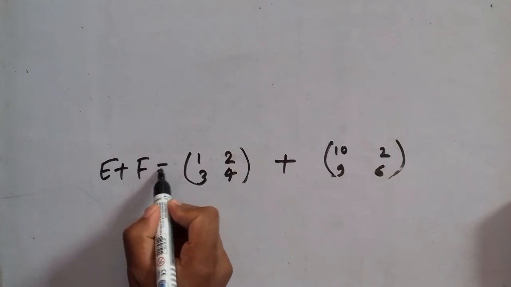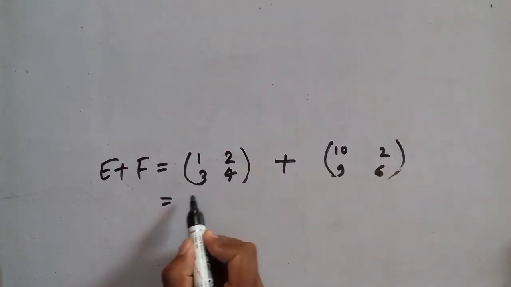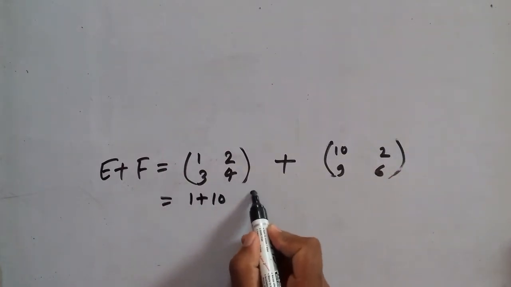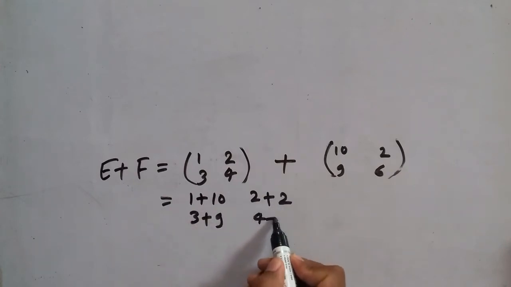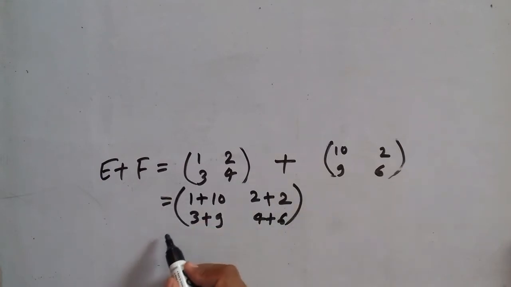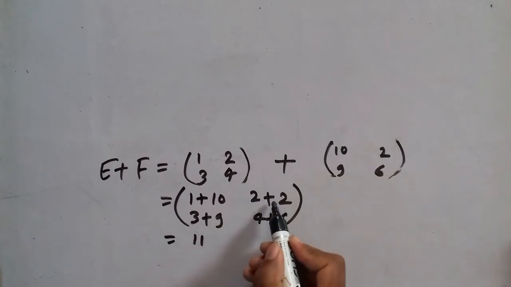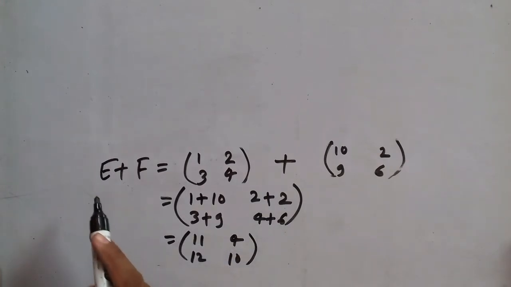Similarly, by adding matrices E and F, we get a matrix like this: 1 plus 10, 2 plus 2, 3 plus 9, 4 plus 6. And this is equal to 1 plus 10 is 11, 2 plus 2 is 4, 3 plus 9 is 12, 4 plus 6 is 10. So this is the matrix that we have obtained after adding matrices E and F.